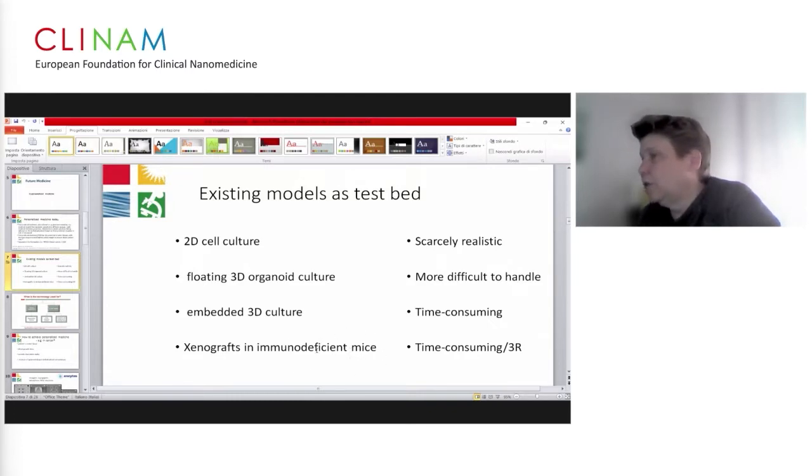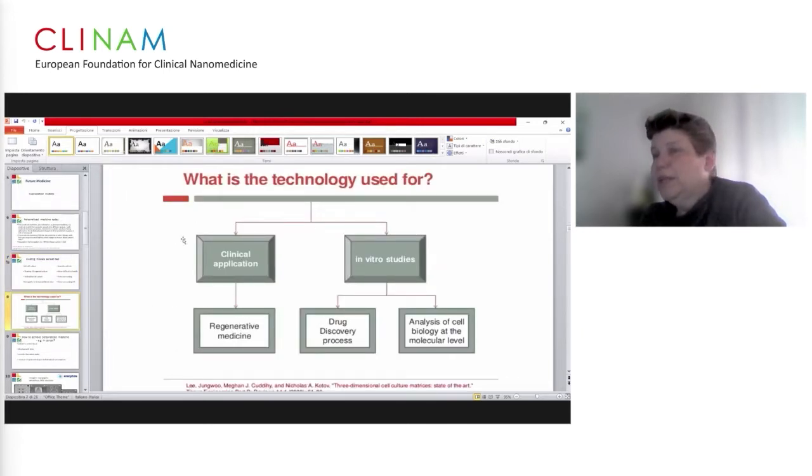But we still know that there is an influence of the immune system, and this is also a very time-consuming process. However, we need this on one hand for clinical applications. We need 3D also for regenerative medicine, for example, transplantation of neurospheres in treatment of neurodegenerative disease. And we need them in in vitro studies, let's say in the drug discovery process, or even to understand tumor growth or tumor development in the basics.